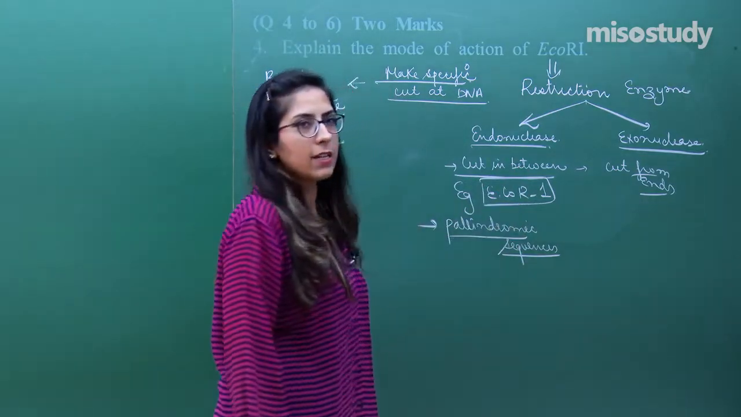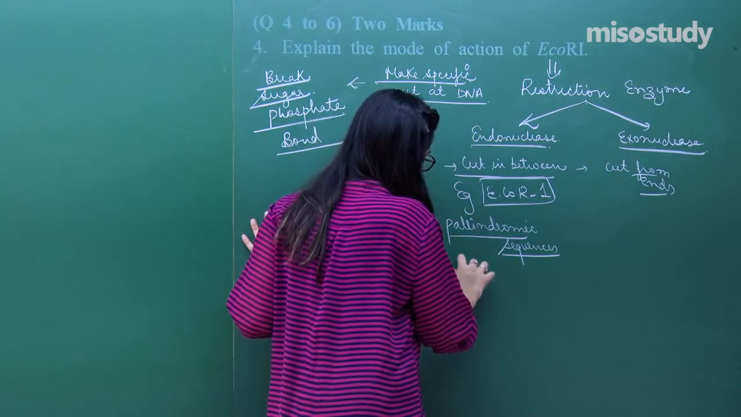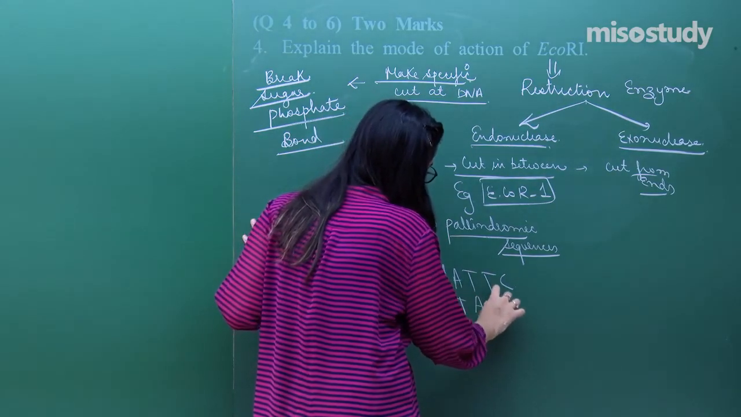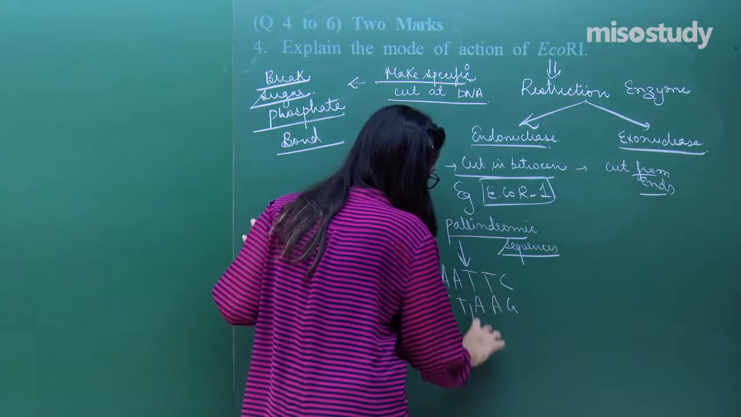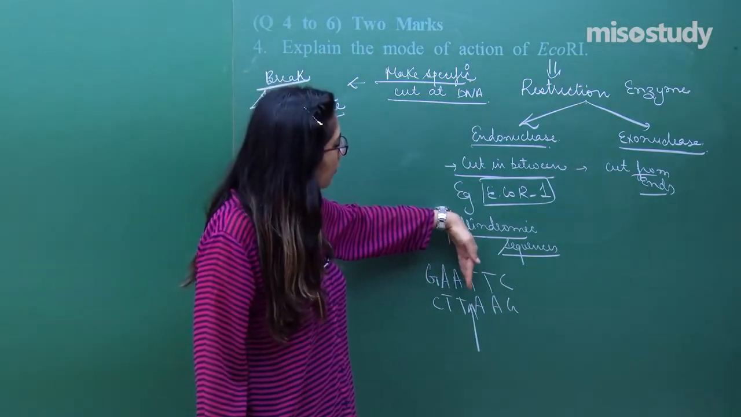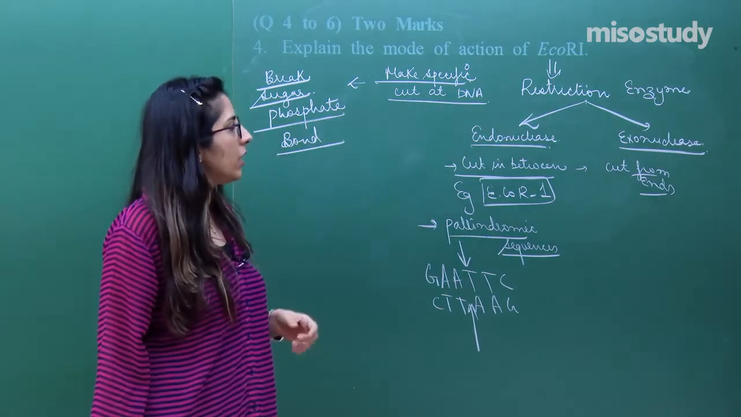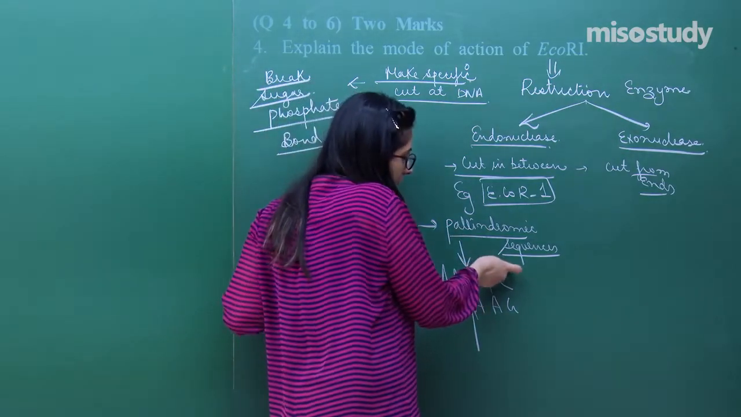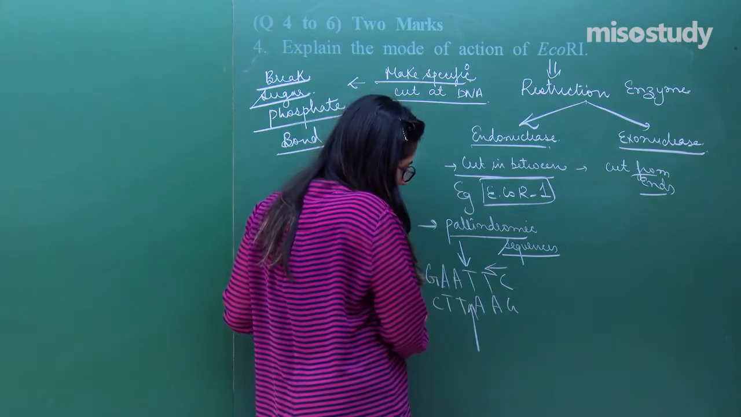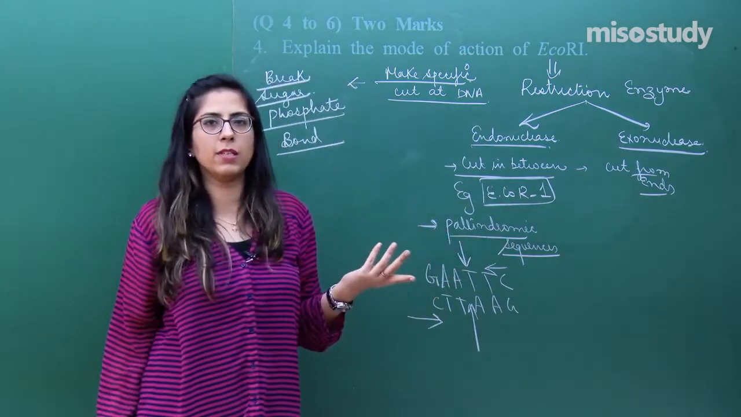EcoR1 cuts at a specific sequence, and this is how they make a cut. They cut from in between A and A. Now one more thing, when we talk about the mode of action of E. coli EcoR1, if we read this particular fragment from this side, CTTAAG, and if I read the same from this side, CTTAAG, these are called palindromic sequences, right?